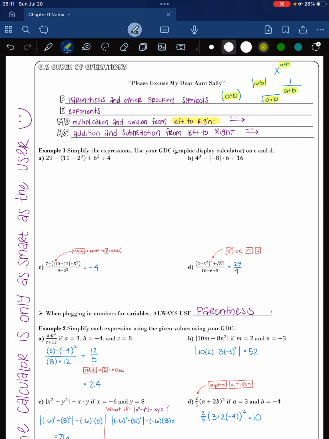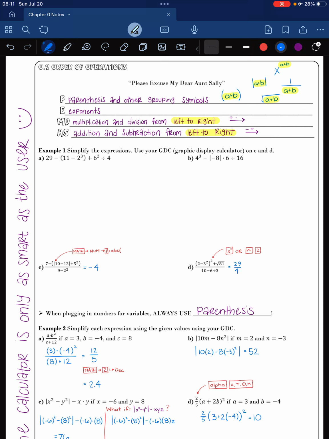So just make sure that you are doing that from left to right, and the same with addition and subtraction. You're going to hear me say a lot, addition and subtraction have the same priority. So we need to do those from left to right. And we'll talk a little bit more about why that's the case with addition and subtraction.